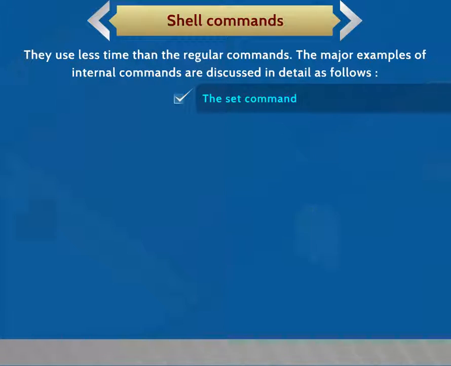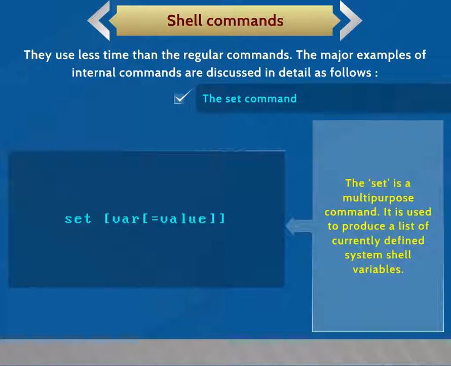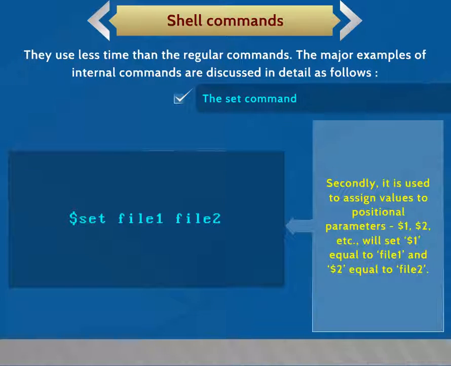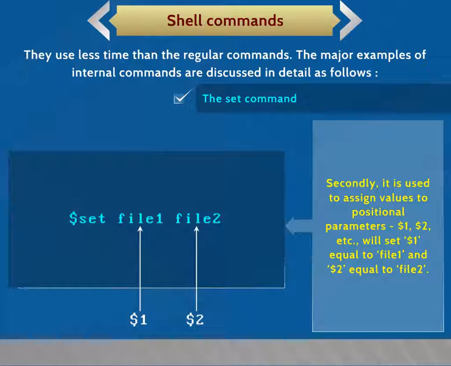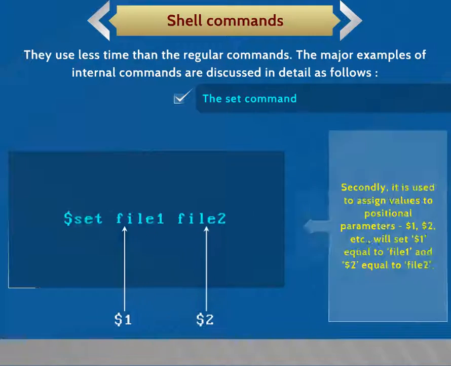The set command. The set is a multi-purpose command. It is used to produce a list of currently defined system shell variables. Secondly, it is used to assign values to positional parameters $1, $2, etc. We'll set $1 equal to file1 and $2 equal to file2.